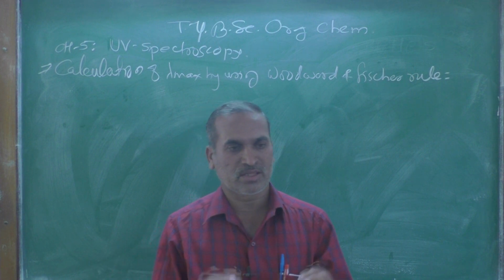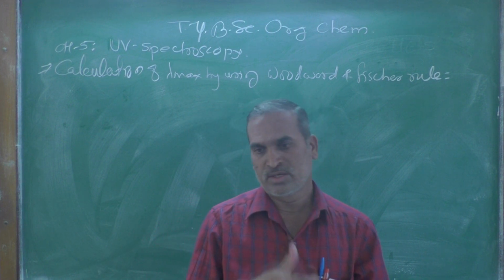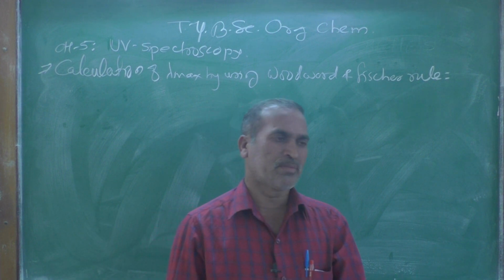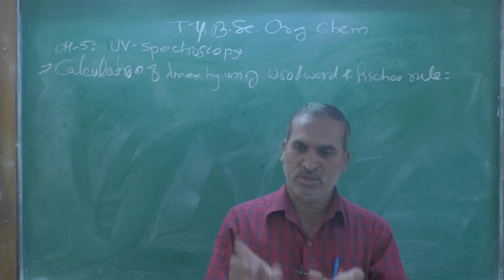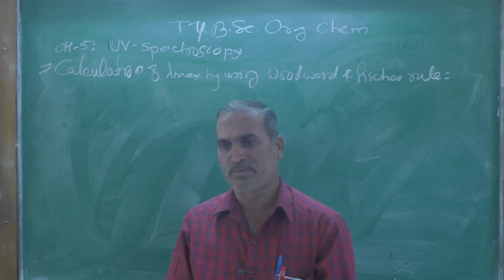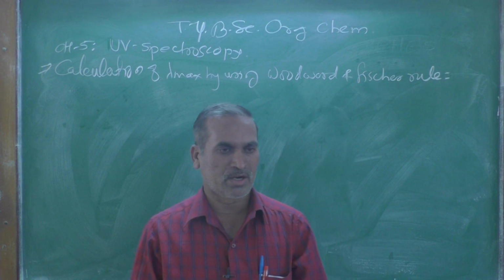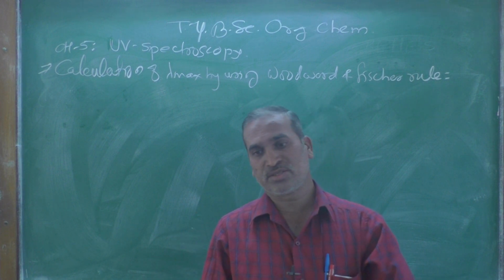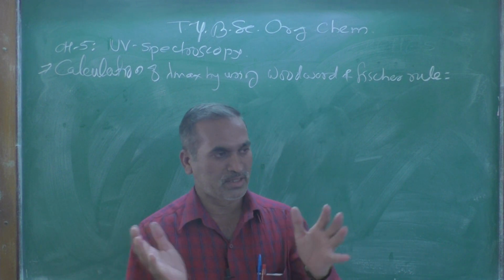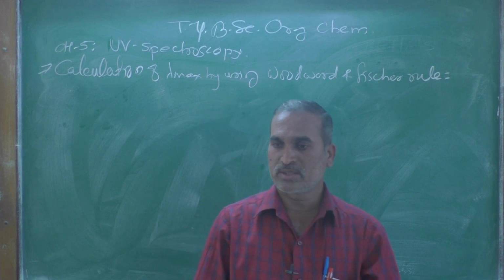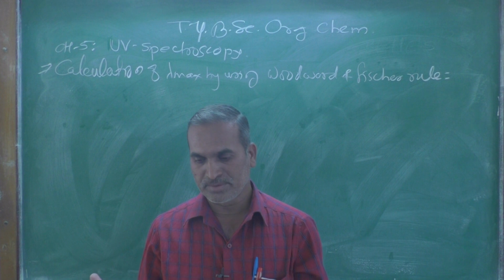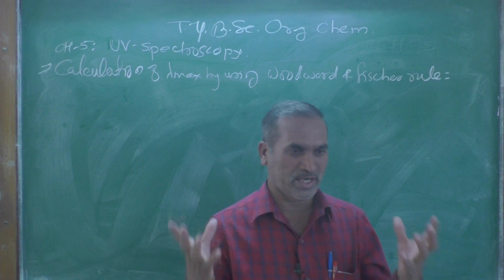A diene system is nothing but a conjugated system, meaning alternate double bonds are present, where the two double bonds are separated by a single bond. That diene system may be present in a ring or maybe in an acyclic compound. And how to calculate that?